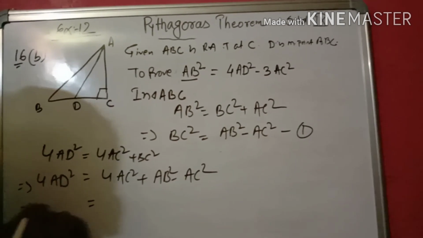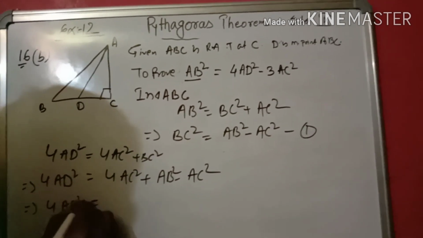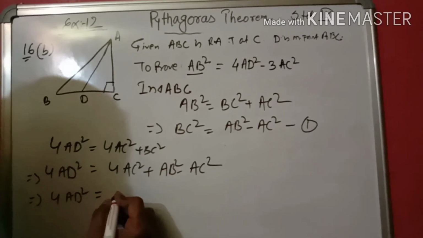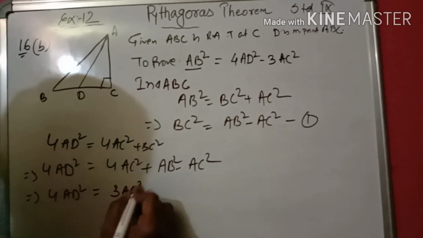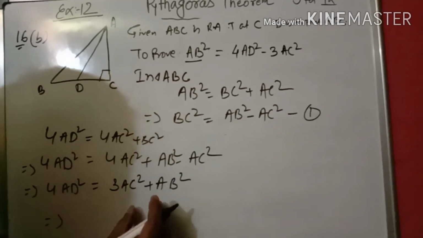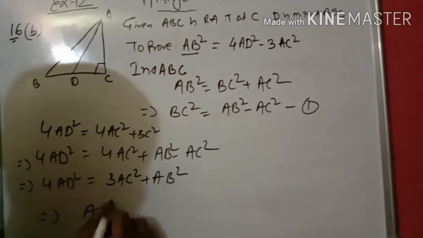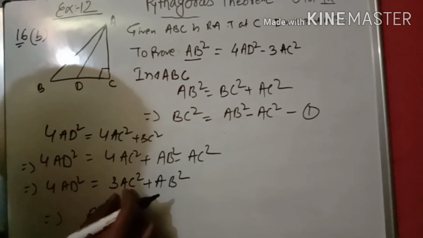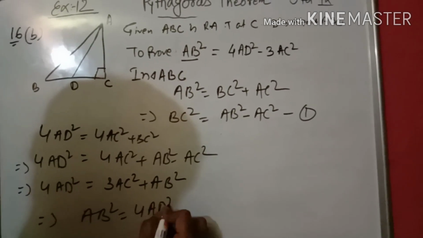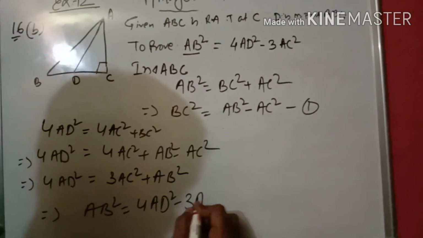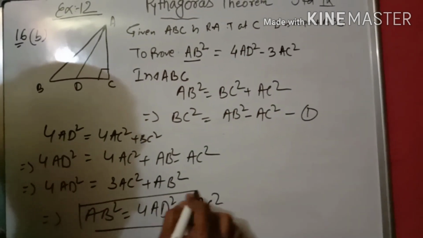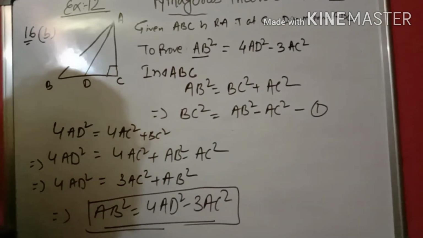Now this implies that 4AD square equal to 4AC square minus AC square, which is 3AC square, plus AB square. Now AB square equal to 4AD square minus 3AC square, taking the 3AC square to this side. This is your required equation.